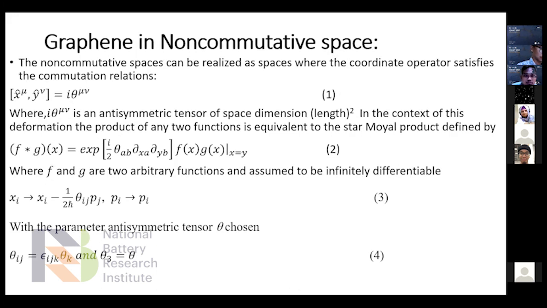Here we are going to talk about graphene in non-commutative space. By the way, we are going to give some non-commutative relationships that apply in this geometry. First of all, the coordinate operators satisfy the commutation relation in the first equation. Here, theta is the anti-symmetric tensor of the space dimension. Then we talk about the product of any two functions in this geometry by using the Moyal product.